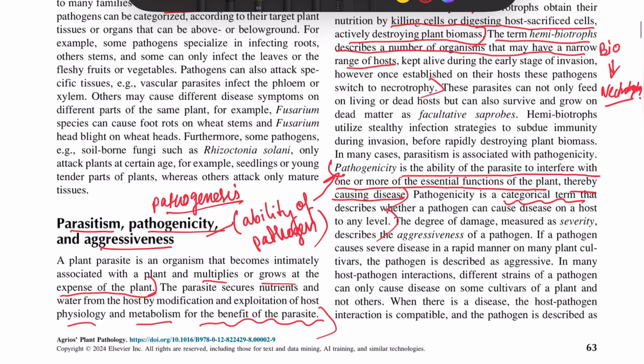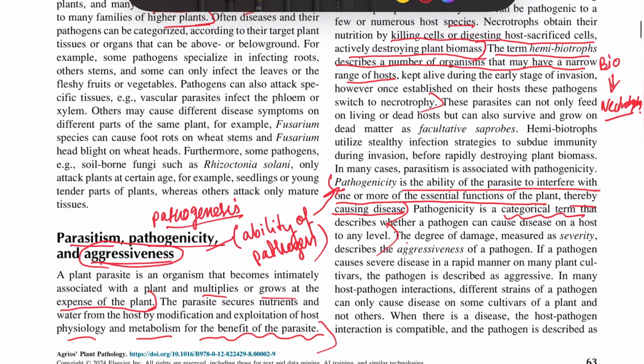Now one more term is left, that is aggressiveness. Here it is: the degree of damage measured as severity. I have told you earlier, severity is described as aggressiveness of the pathogen. If a pathogen causes severe disease in a rapid manner on many plant cultivars, the pathogen is described as aggressive. In many host-specific interactions, different strains of a pathogen can only cause disease on some cultivars of a plant and not others.